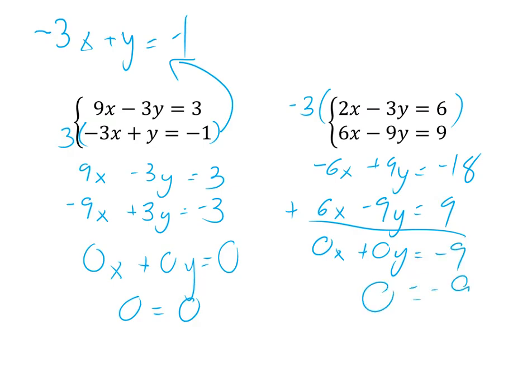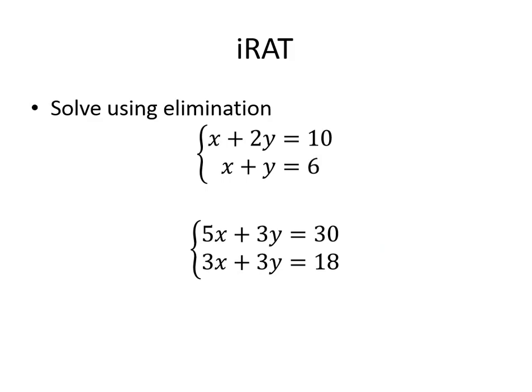Well, does 0 equal -9? No. And if that's the case, you will have no solution. Or another way of saying it, these are parallel. They will never cross. That's what this is saying. So if you ever get something where they don't equal, 0 does not equal -9, that is no solution. Okay? There is no answer. If they do equal, 0 equals 0, then it's all solutions along that line. And so all you'd have to do is rewrite one of those equations. Okay? And that's the elimination method.